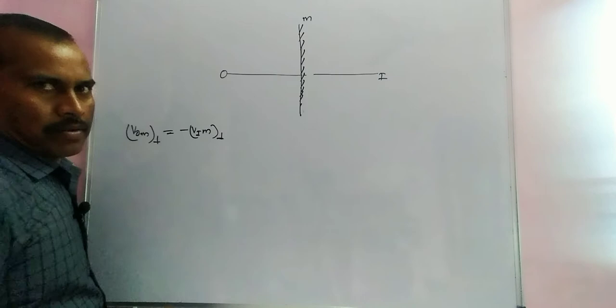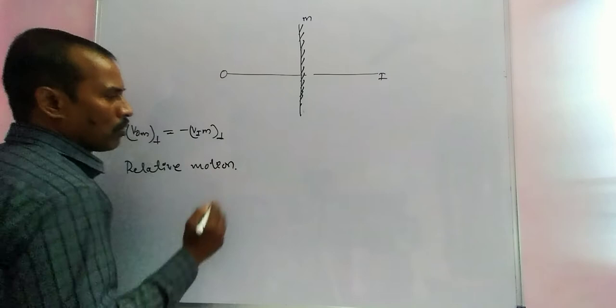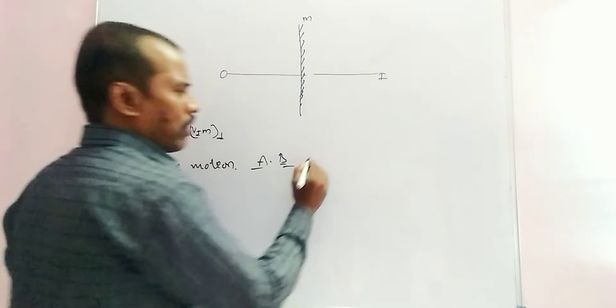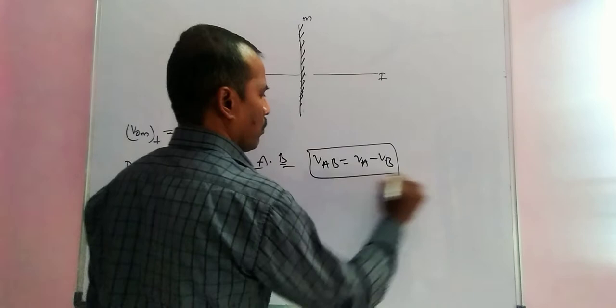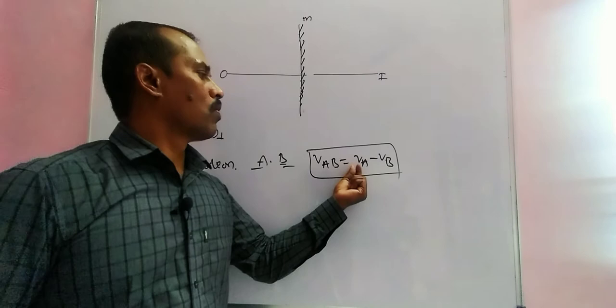So according to the relation of relative motion, for example A and B, two objects A and B. Object A is moving with respect to object B. Now we can write VAB is equal to VA minus VB. The velocity of object A with respect to object B is VA minus VB.